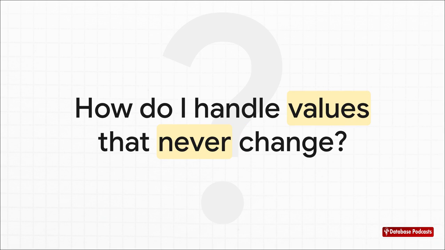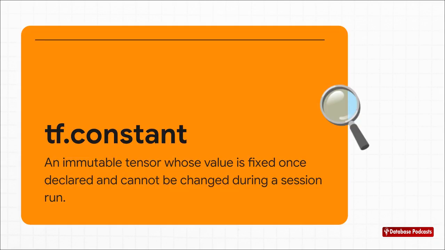All right, let's start with the absolute simplest thing you can imagine. What if you have a value that's totally fixed? You know, a number that's not going to change at all during your calculation. How do you even represent that in your graph? For that, you use a TF constant. Honestly, the name says it all. It's a tensor whose value is completely unchangeable. Once you declare it, that value is set in stone for the entire run of that graph.